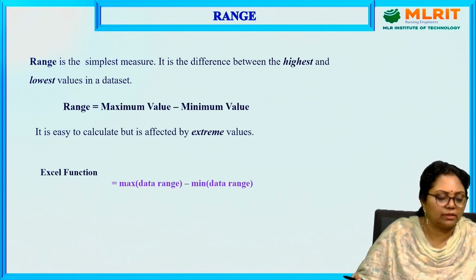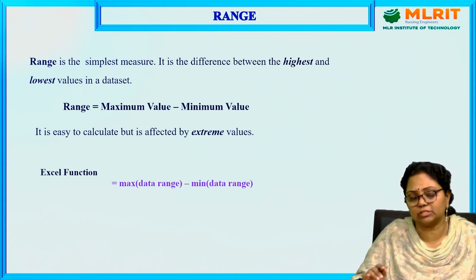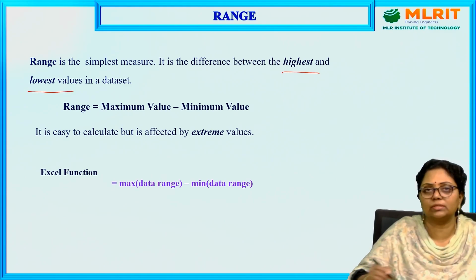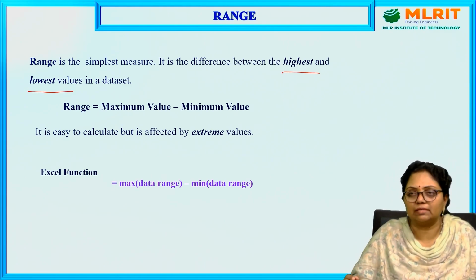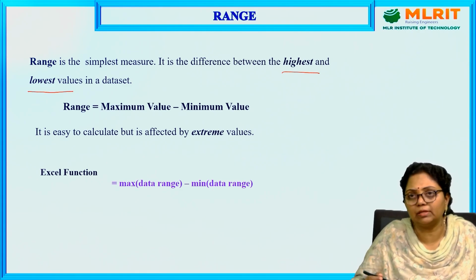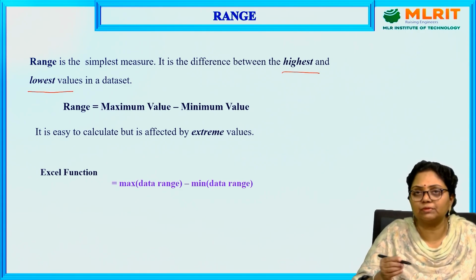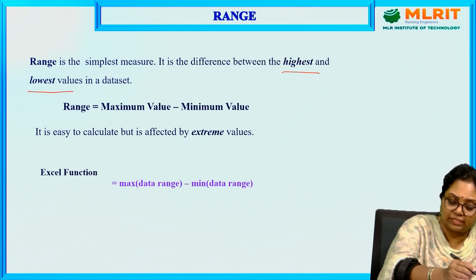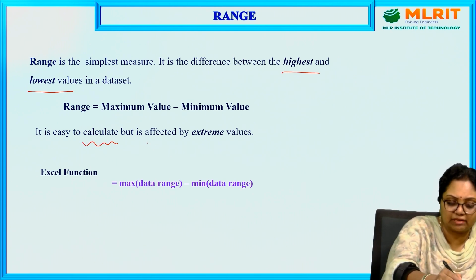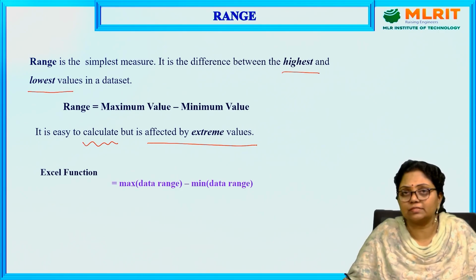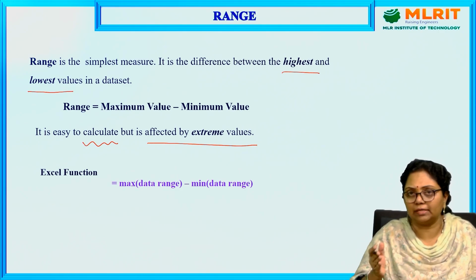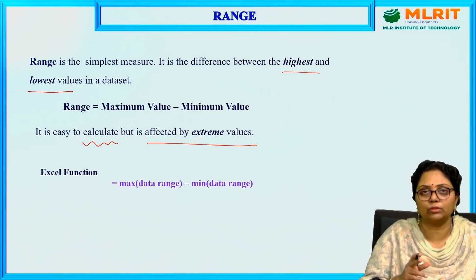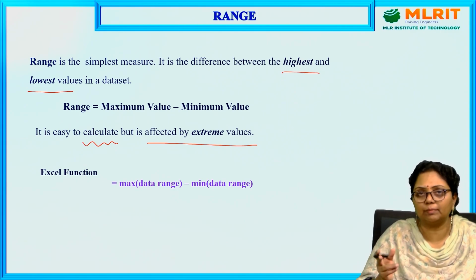Now, first of all is the range. Range is the simplest measure of dispersion, and it is the difference between the highest observation and the lowest observation. In simple words, range is the difference between the maximum value and the minimum value in the data set. It is very easy to calculate, but it is affected by extreme values, the lowest and the highest value. If any change happens in the highest or the lowest value, it will automatically have an impact on the range. So, it is clearly affected by the extreme values.